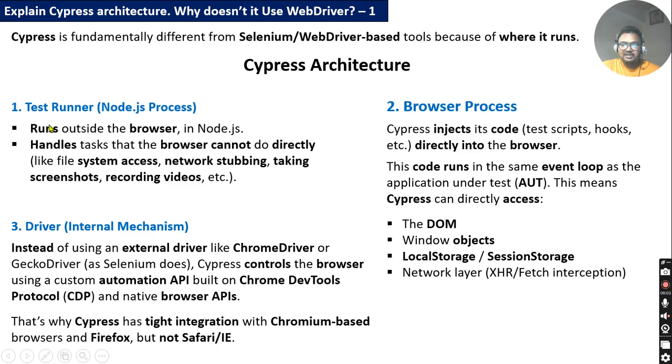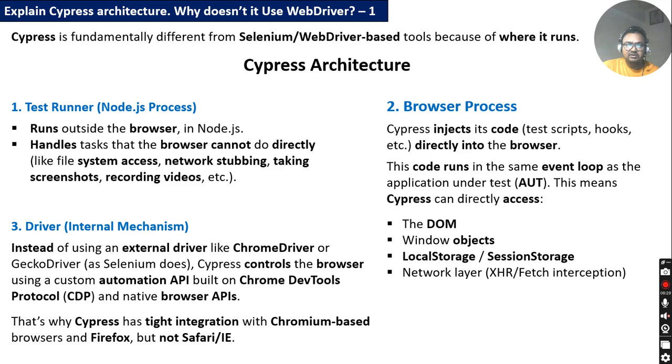Okay, so three architecture components, the three key components of the Cypress architecture: the test runner, the Node.js process, and the browser process that directly interact with the code, then drivers, and the internal mechanism. If you explain these three things with one or two lines of description, then you should have an experience about the Cypress architecture. Okay, this can also be one separate question, guys.